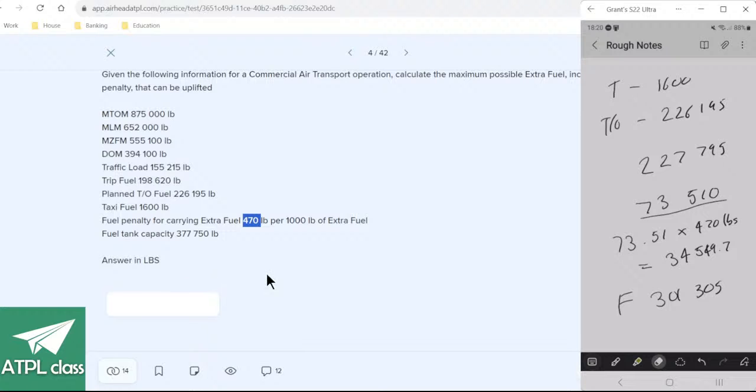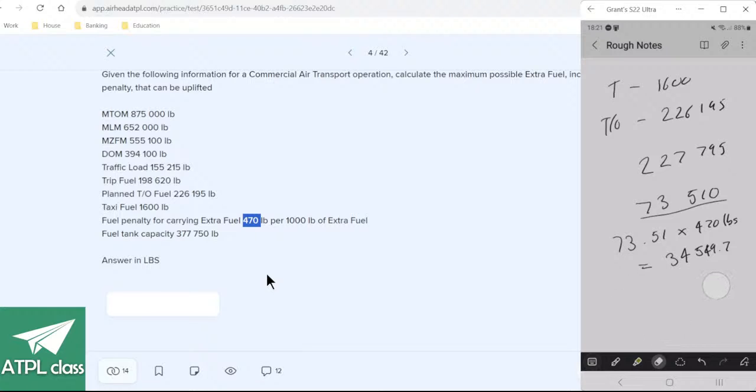So to me, wow, that's a tricky question. Because if you take the 73,510 that you have room for, you're going to burn an extra 34,000. Fuel penalty for 470 pounds per 1,000 pounds of extra fuel. That's a lot of extra fuel that you're burning. So can we combine those numbers? Because if we take that, then it will balance out.